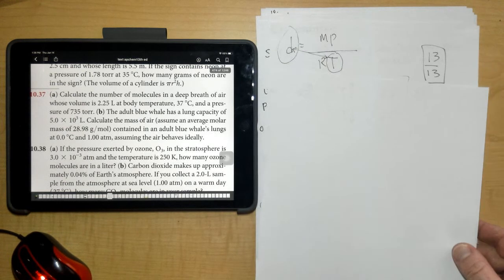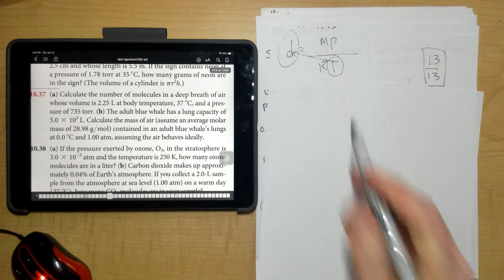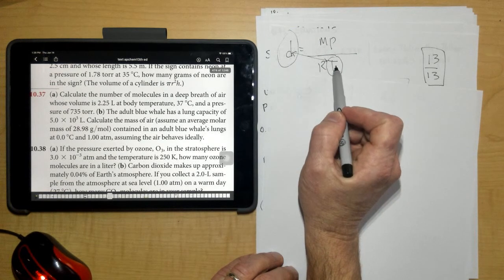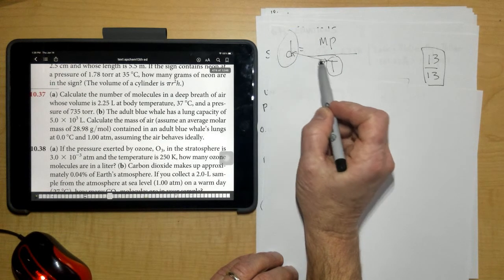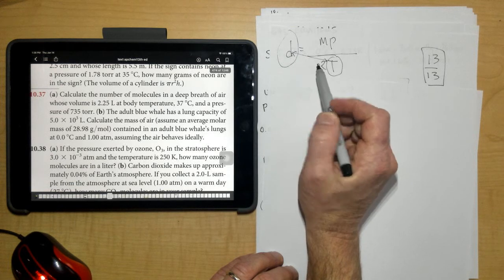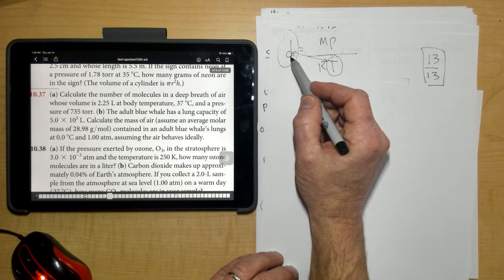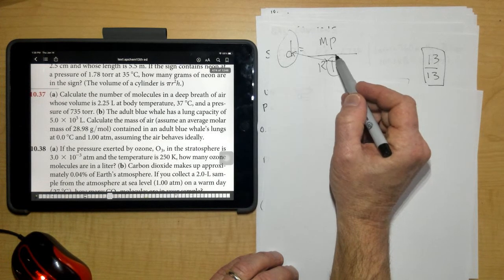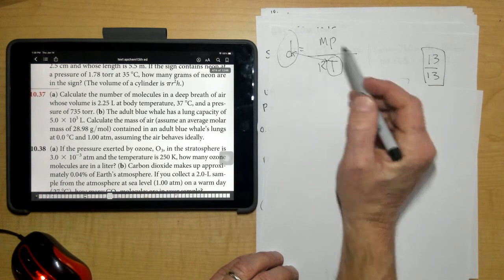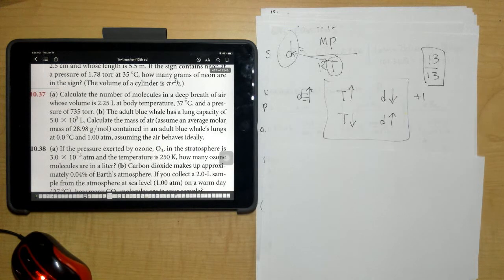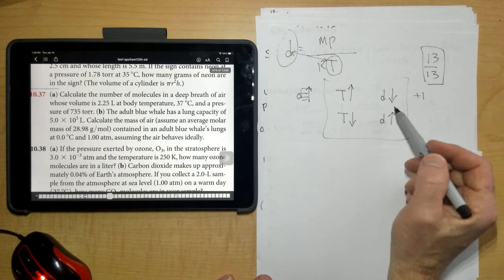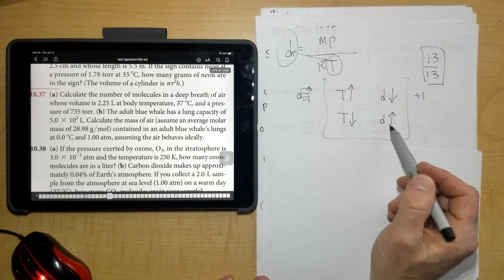And you math people are excited about this relationship because you can see that density and temperature are inversely related to one another. That means if the temperature goes down, the density goes up. Or if the temperature goes up, the density goes down. They're opposites of one another. Temperature goes up, density goes down. Temperature goes down, density goes up.